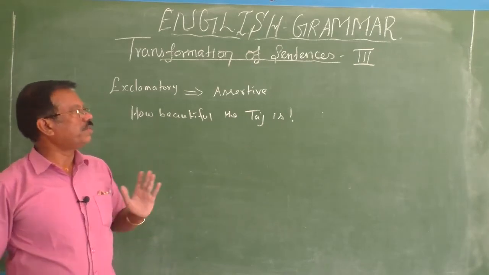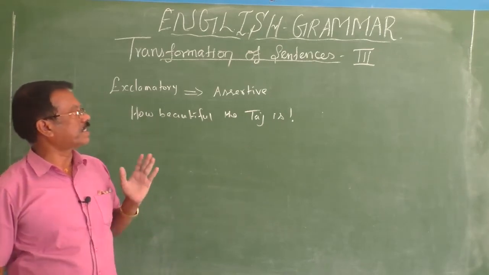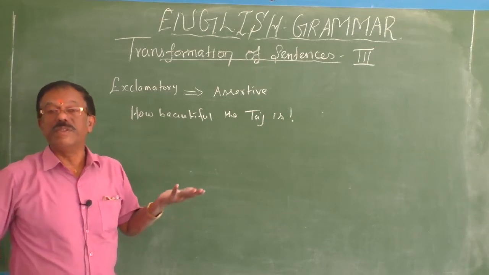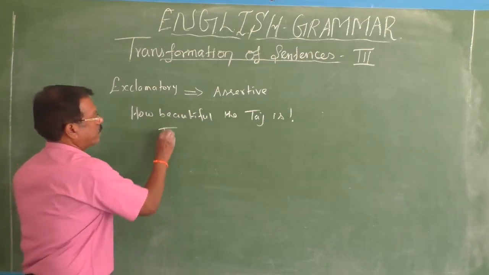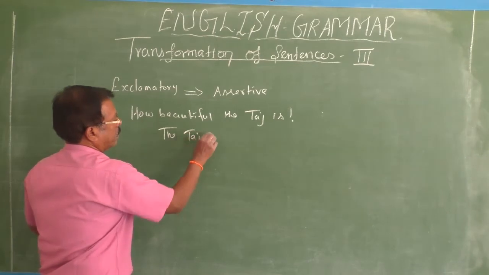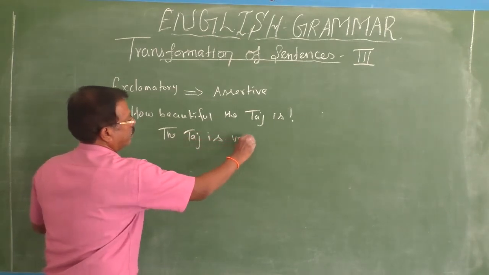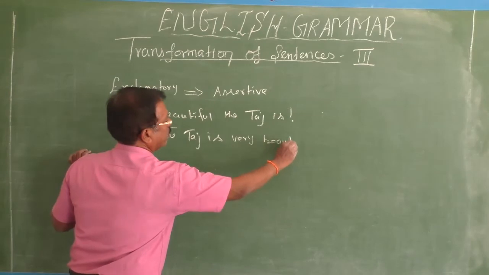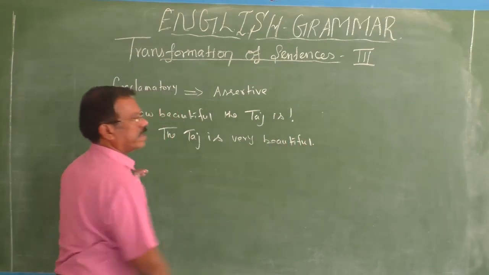So how do you change this exclamatory into an assertive? The Taj is very beautiful. The Taj is very beautiful. Okay. So you can easily change.